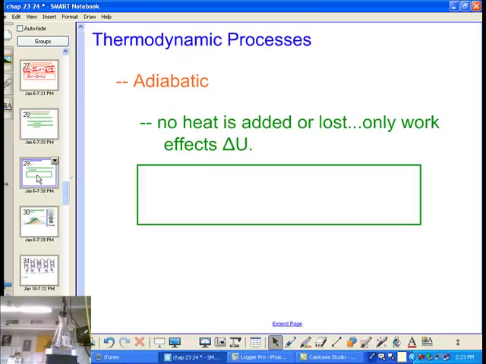So, how do we apply these? Well, we have thermodynamic processes. Now, the only one that was talked about in the book was the adiabatic process. There are lots of thermodynamic processes. We put these thermodynamic processes together to describe thermodynamic cycles. Thermodynamic cycles is how heat engines work.